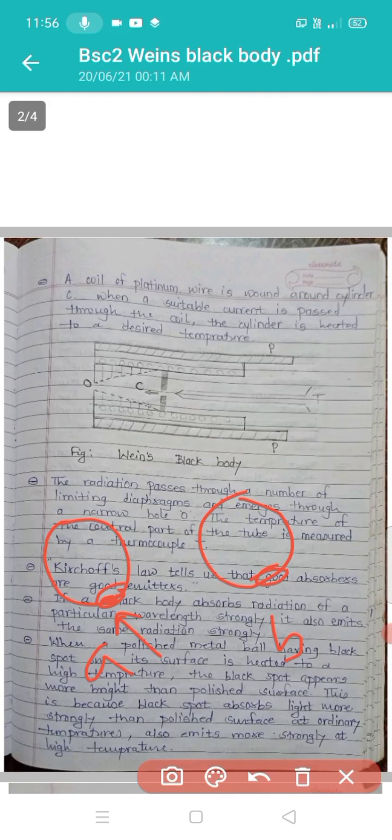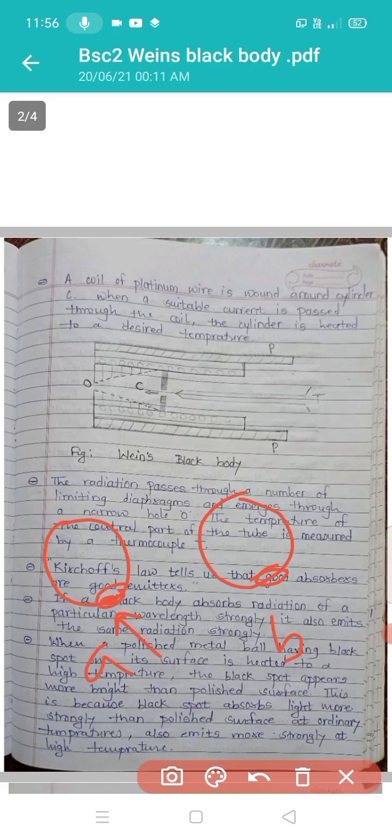The black spot absorbs the light more strongly than the polished surface at ordinary temperatures, and also emits more strongly at high temperature. That is, the good absorbers are the good emitters.